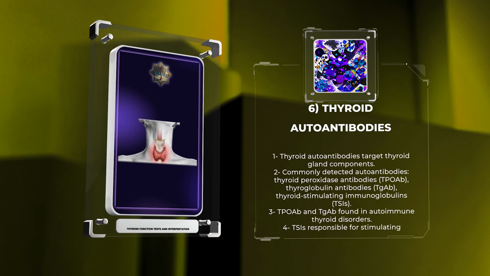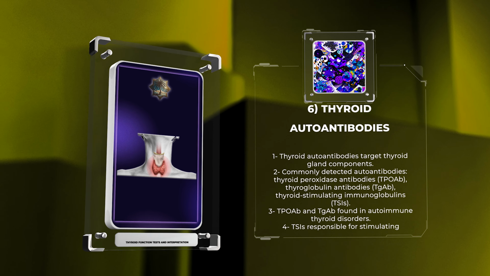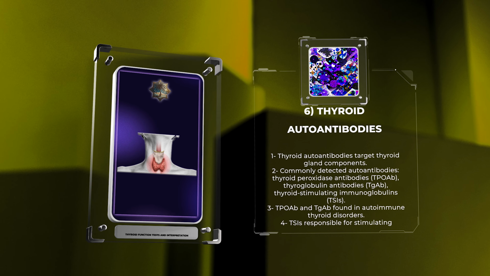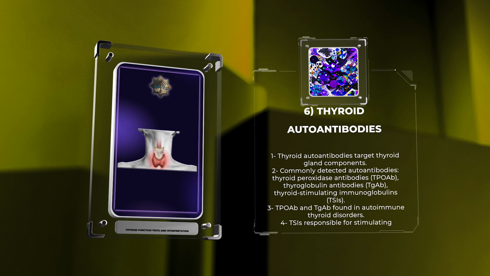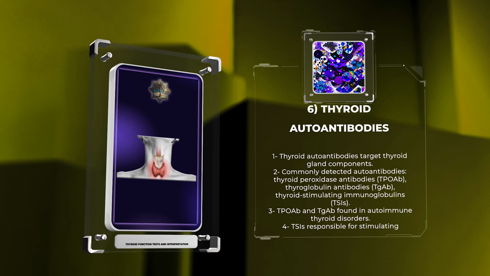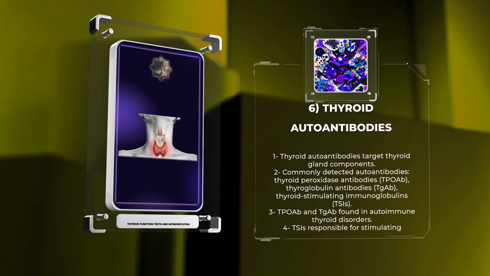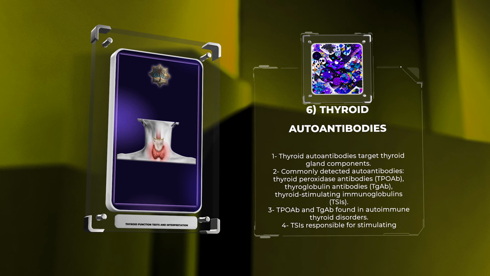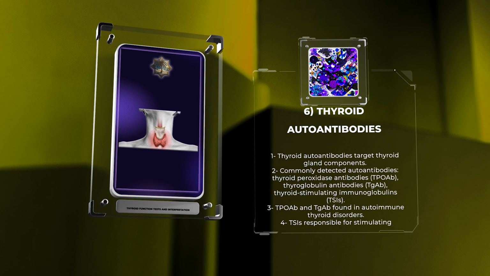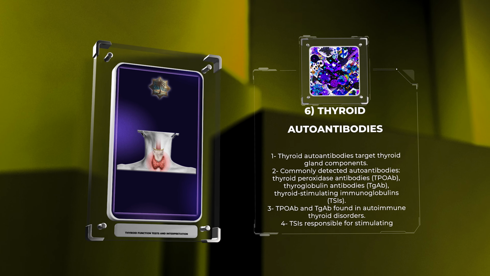POAB and TGAB are commonly found in autoimmune thyroid disorders such as Hashimoto's thyroiditis and Graves' disease. Their presence can help in diagnosing these conditions and assessing the risk of future thyroid dysfunction. TSIs, as mentioned earlier, are the autoantibodies responsible for stimulating thyroid hormone production in Graves' disease. Detection of TSIs aids in the diagnosis and monitoring of this condition.